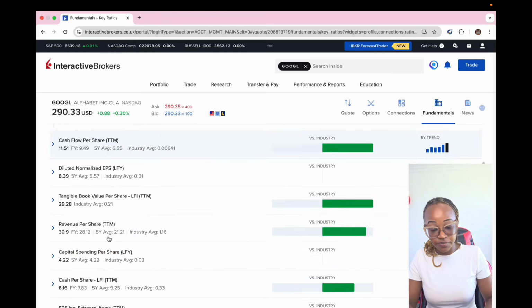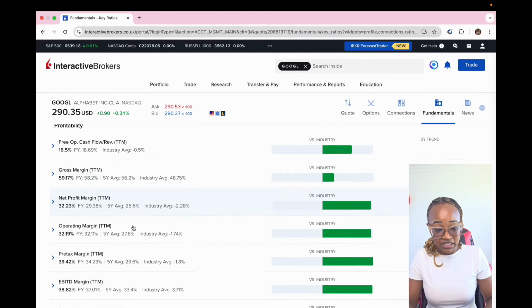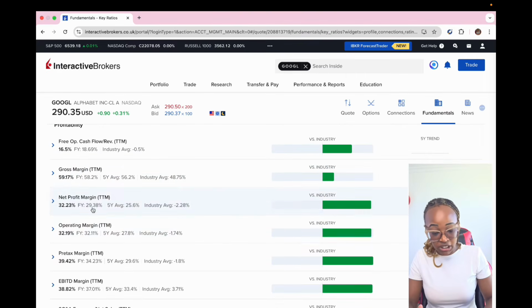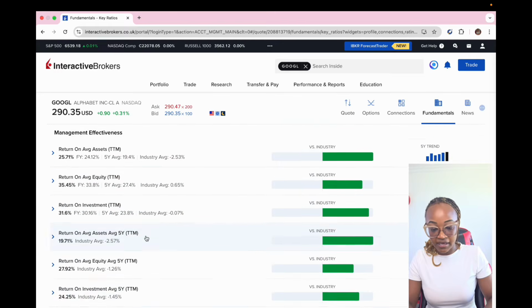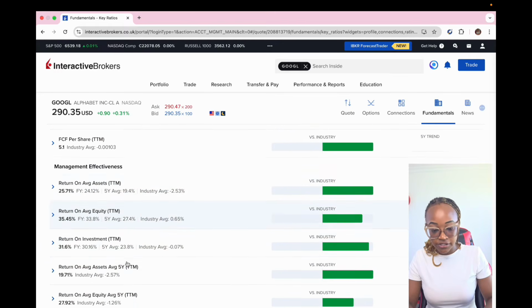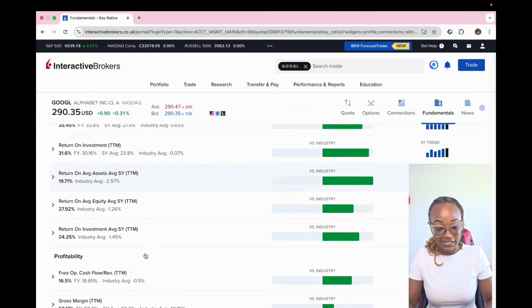The other one is management effectiveness, or profitability ratios. For instance, here we have the gross margins, operating margins, and the net margins. These margins show how effectively the company turns revenue into profit. Stable or rising margins mean that the business is strong and competitive. And then we also have the ROEs and the ROAs. This ratio shows whether management is using investors' money to acquire assets effectively.